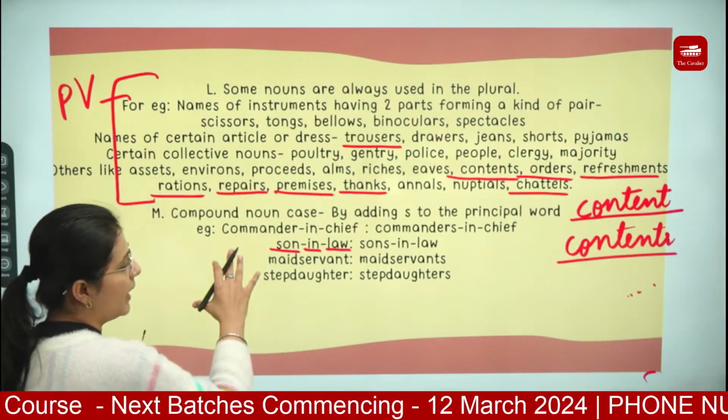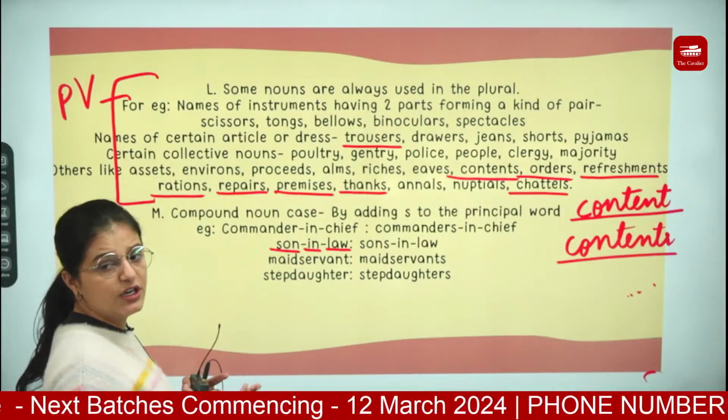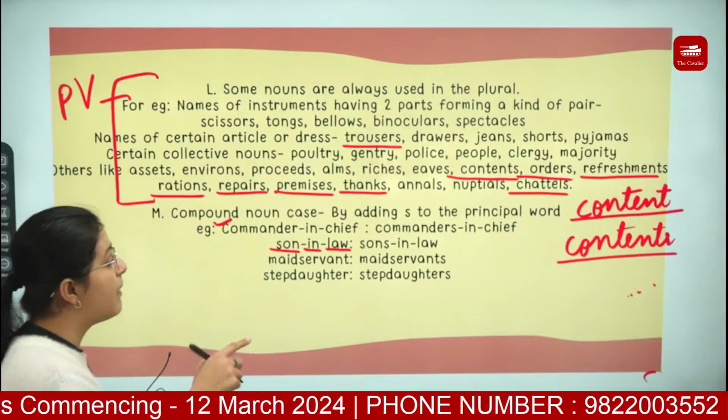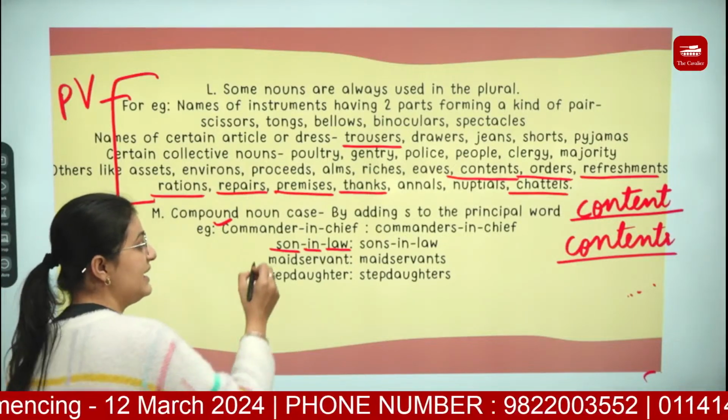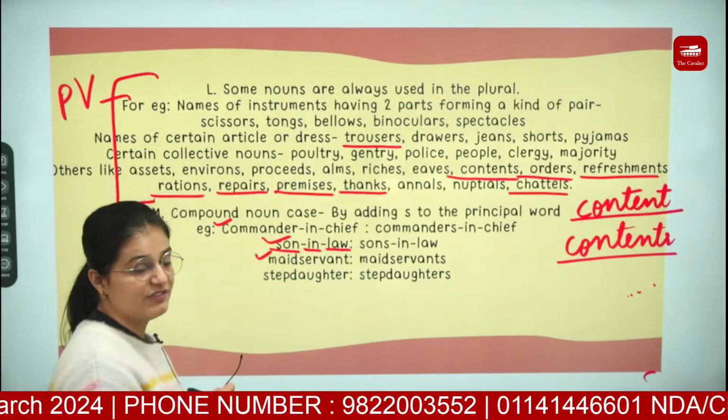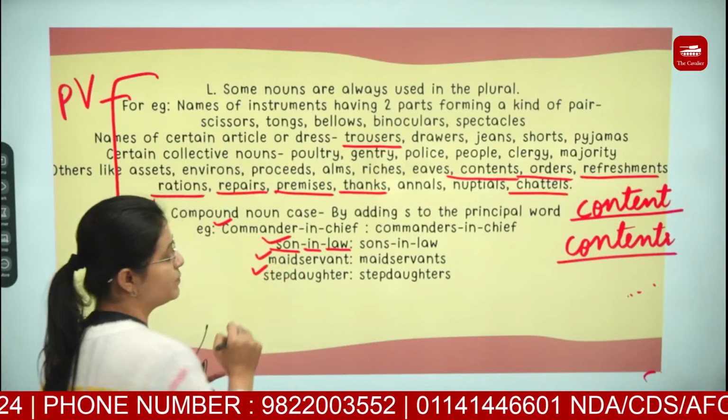For example, in commander-in-chief, which word is our principal word? Commander. So it is going to be commanders-in-chief. Next, sons-in-law. Next, maid-servants. Next, stepdaughters.